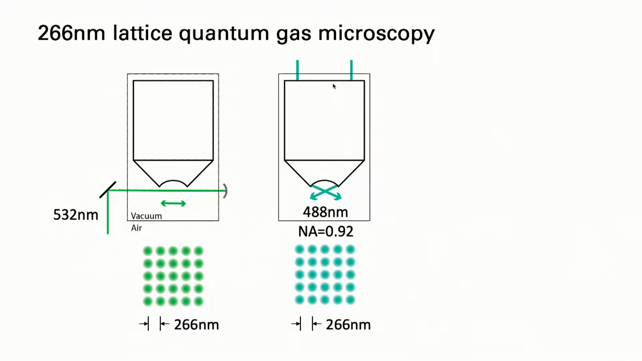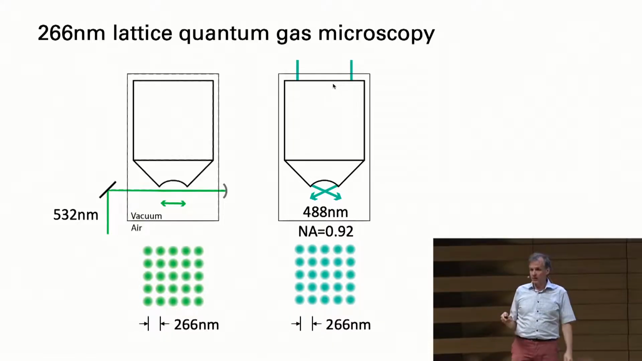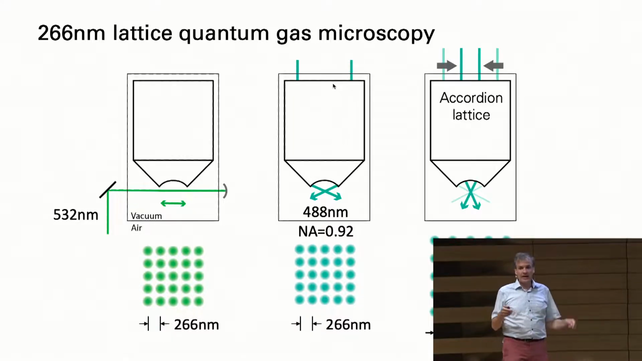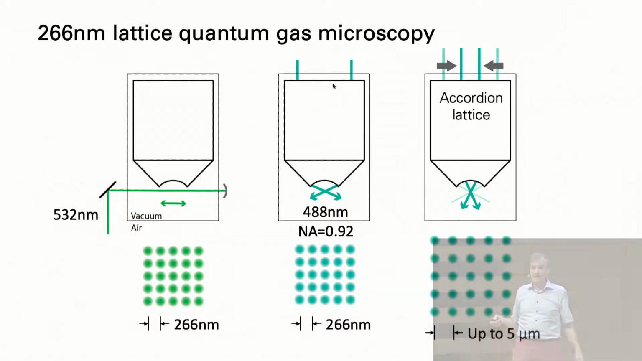But then we do an additional trick. Instead of just trying to image the atoms in that tight spacing lattice, we actually use an accordion lattice to zoom in, to increase the spacing of the atoms before imaging. And so we blend over from this green standing wave lattice into a lattice that is formed by blue laser beams and the objective. And if you then move the laser beams in the Fourier plane of the objective, we can increase the lattice spacing up to about 5 micron.